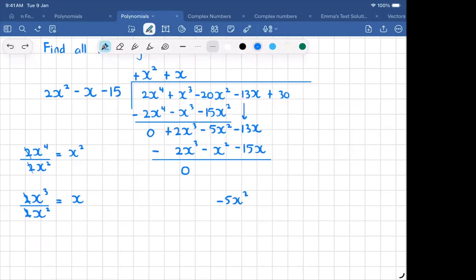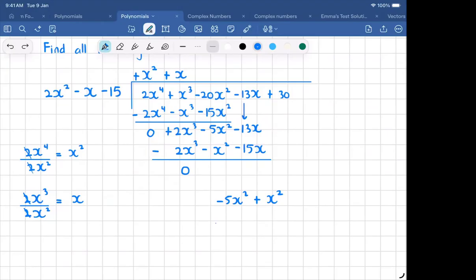What's a negative by a negative? A positive, there'll be positive 5. Positive x squared. Watch. Negative by negative x squared. Negative by negative is plus, so plus x squared. Right. Plus x squared.